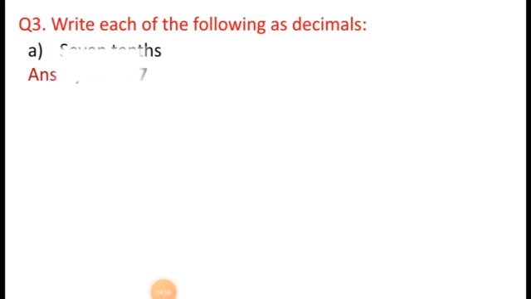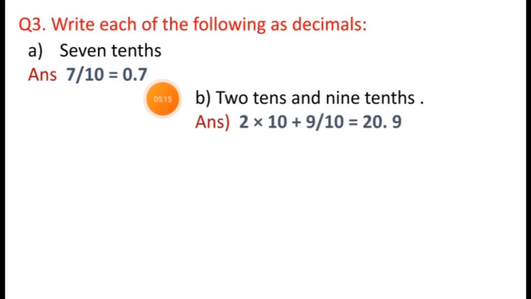Now come to question number 3, where we have to write each of the following as decimals. So children, here is the first question for question number 3, that is 7/10, which means 7 divided by 10. So that will be expressed as 0.7 in terms of decimal.